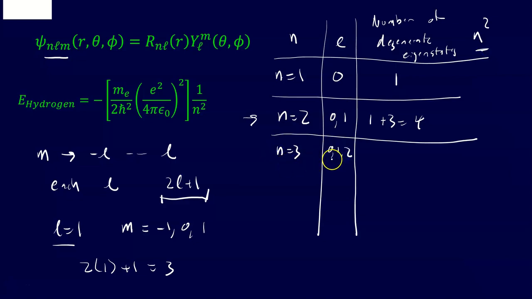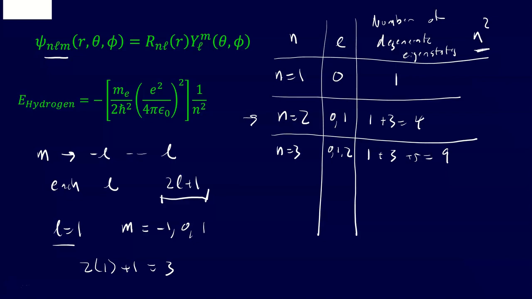So n equals 3 would have L equals 0, 1, or 2. So in this case, the 0 has 1 state. The 1 would have 3 states, and the 2, so 2 times 2 is 4 plus 1 is 5, equals 9. So again, it goes as n squared. So that's the different kinds of degeneracy, or what we mean by that is, how many states have the same energy.